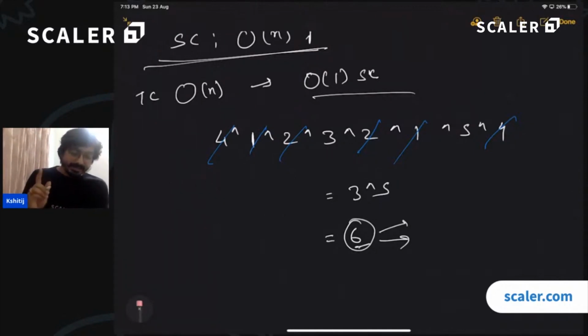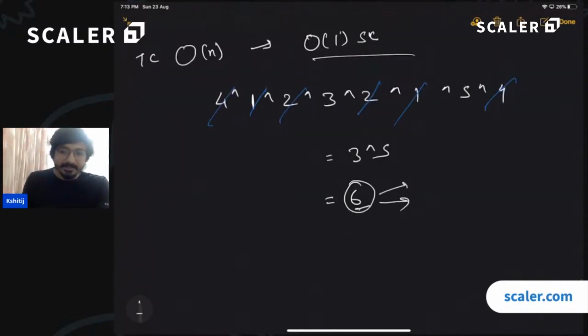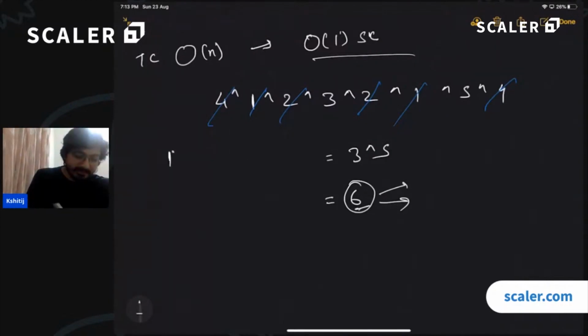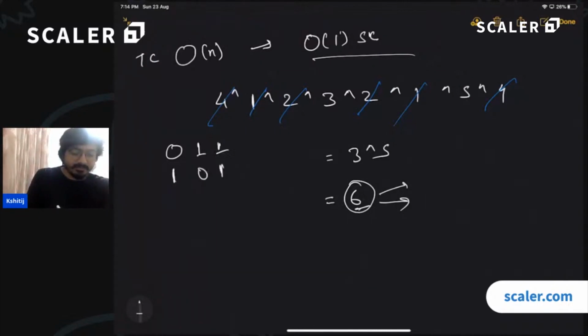If that is not a good idea, then how is this result going to help us? Okay, let us try to analyze this 6. So we have 3 as 0, 1, 1. This is 3. And then we have 5, which is 1, 0, 1. Okay, the answer 6 is 1, 1, 0.